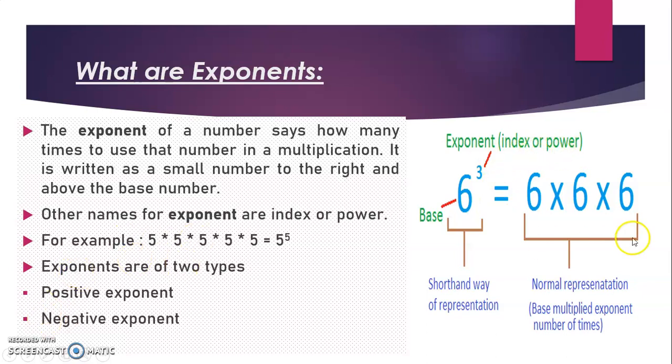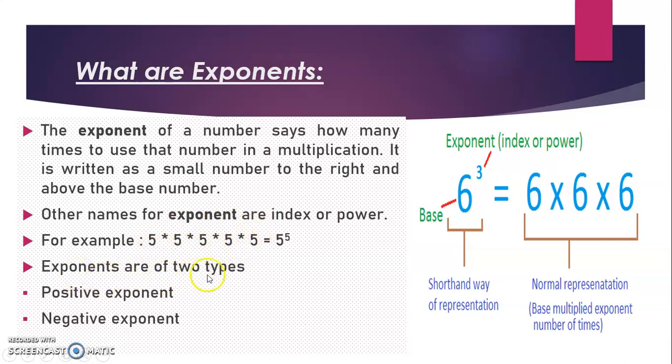You can see another example. This 5 is in multiplication with itself 5 times: 5 multiplied by 5 multiplied by 5, then 5 and then 5. So again they are repeating in multiplication. So we can say this 5 is the base and this 5 is the exponent, because the 5s are in multiplication with itself 5 times.